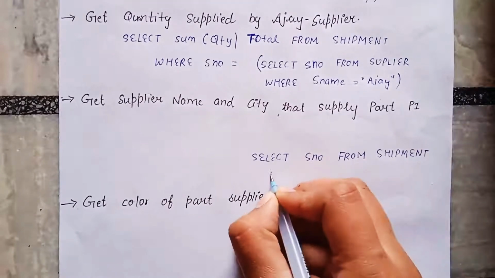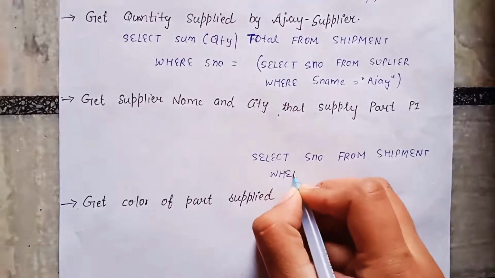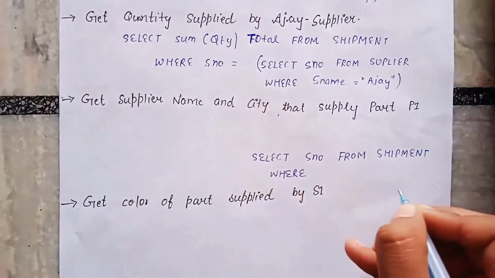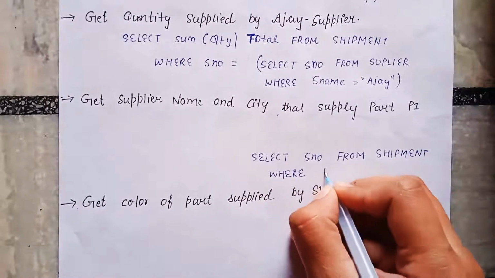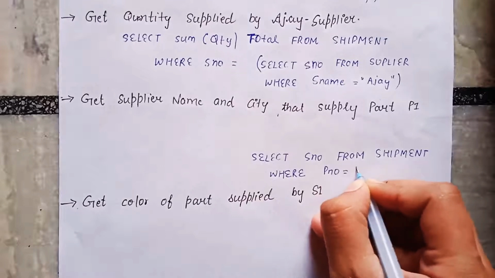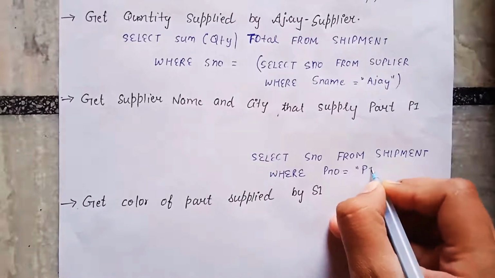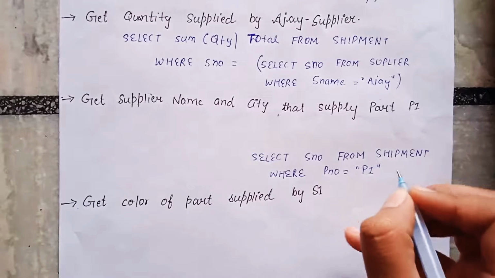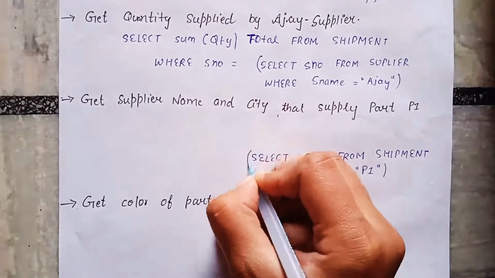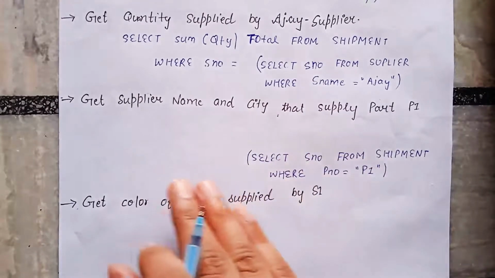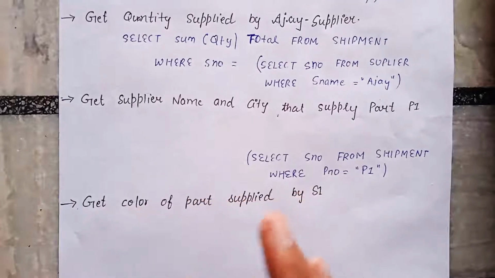Okay, where here is the condition. So what is the condition? Those suppliers who supply part P1, that is P number is equal to P1. Okay, so then we will make use of the resultant in order to get the supplier names and city from the suppliers table.